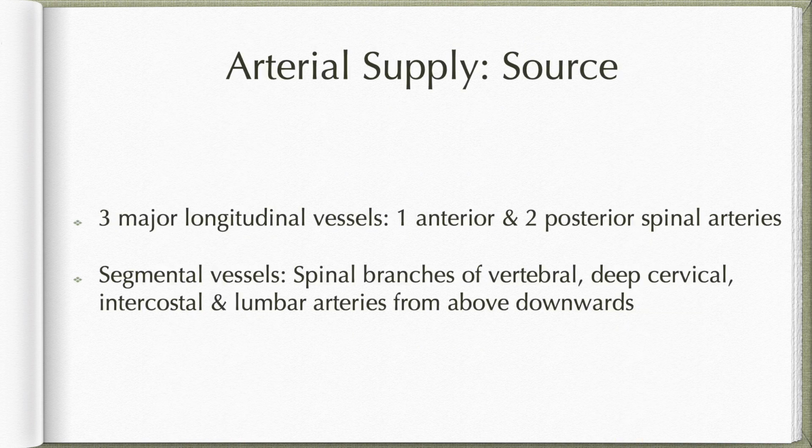Spinal cord receives its blood supply from various sources. There are three major longitudinal vessels. One anterior spinal artery, which will be along the anterior median fissure. Two posterior spinal arteries, which will be along the corresponding posterolateral sulcus. And multiple segmental vessels, which will reinforce these longitudinal channels at various levels. And these segmental vessels arise from the spinal branches of vertebral, deep cervical, posterior intercostal, and lumbar arteries from above downwards.